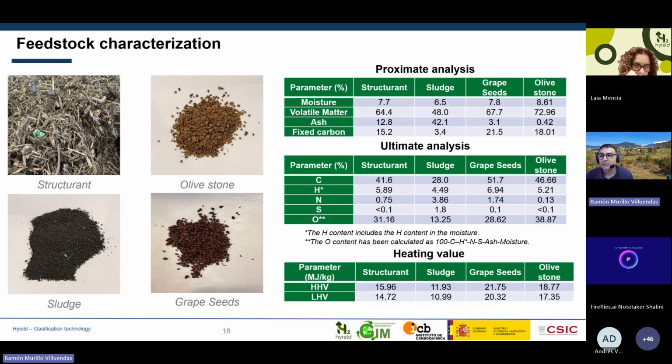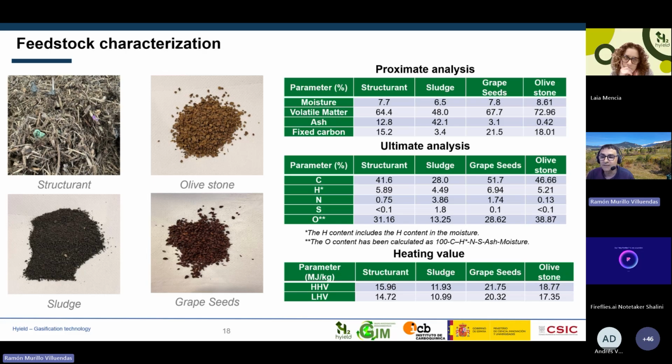The selected feedstocks present very different properties, and this is important because feedstock composition has a direct impact on gasification behavior. First, looking at the proximate analysis, olive stone and grape seeds show relatively high volatile matter and low ash content, which is typical of lignocellulosic biomasses. In contrast, sewage sludge has a much higher ash content and a much lower fixed carbon content. This means that its gasification behavior is expected to be more dominated by volatilization and less by char gasification reactions. The structural material shows an intermediate behavior.